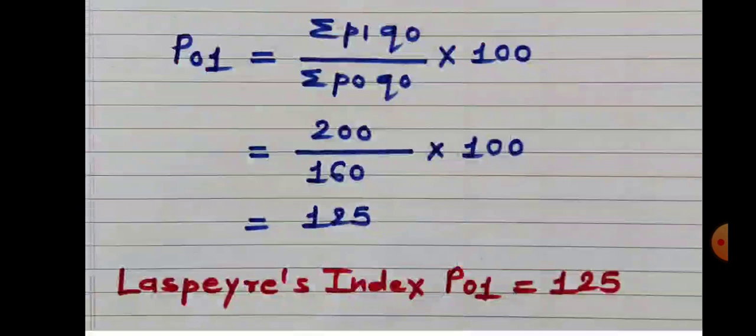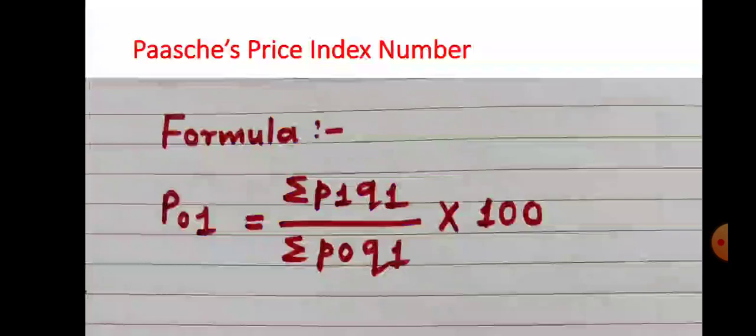Now apply the formula of Laspeyres price index number, that is P01 is equal to sigma P1 Q0 divided by sigma P0 Q0 into 100. What is sigma P1 Q0? Here 200, divided by sigma P0 Q0, that is 160. So 200 upon 160 into 100, we get 125. So Laspeyres price index number is equal to 125.